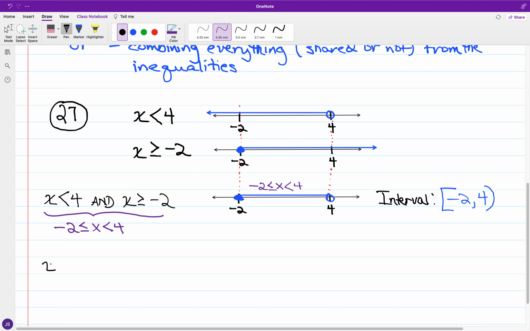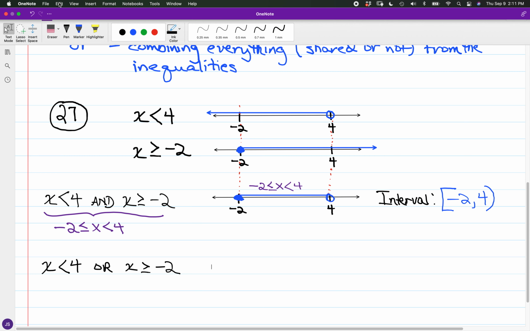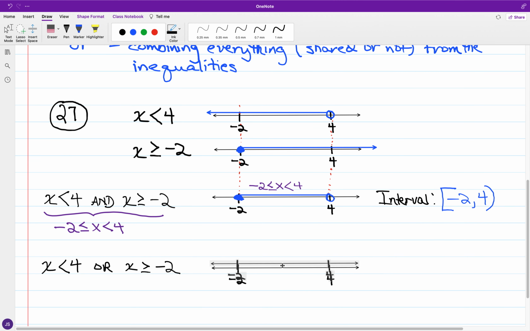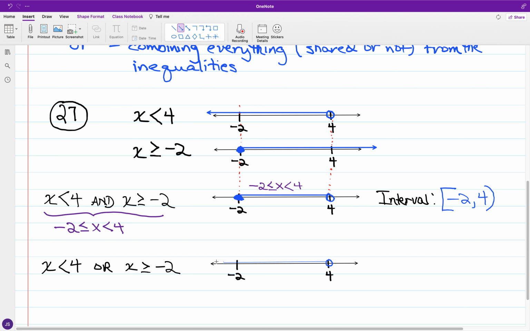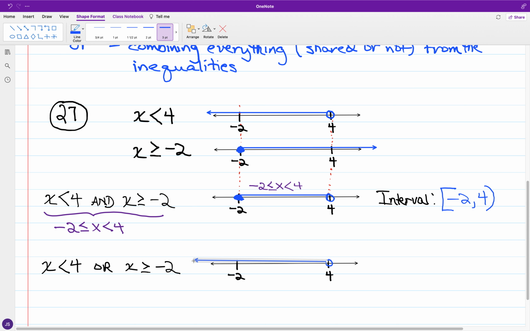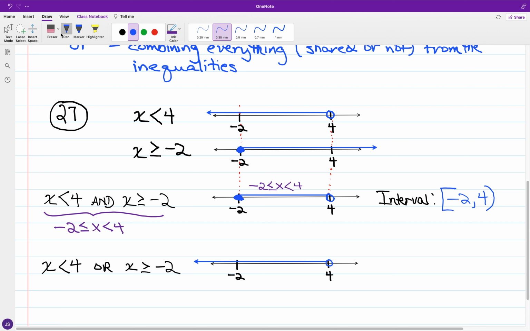Now, where we have x is less than 4, or x is greater than or equal to -2, you're looking at putting everything together. Before, we had an open circle at 4 and a ray going to the left. And everything from this set is going to be included in the OR statement. And at the same token, everything from -2 on out to the right is also going to be included.